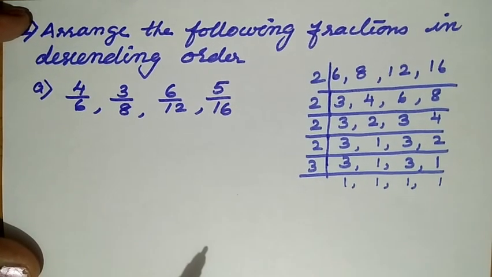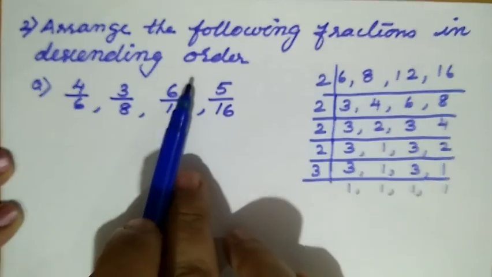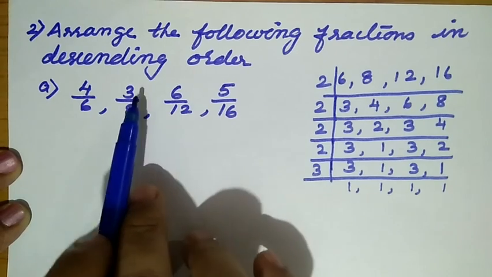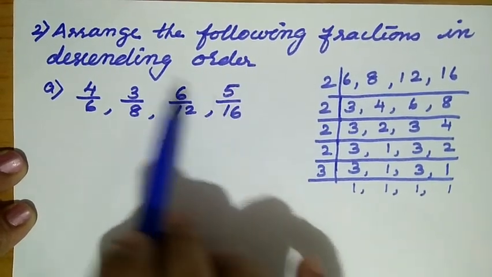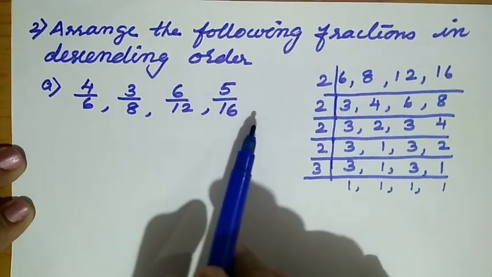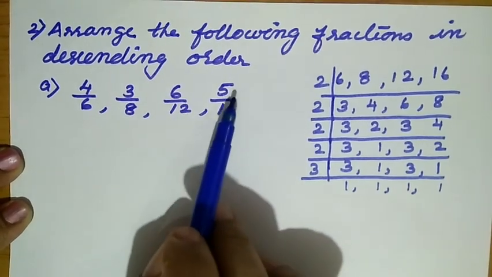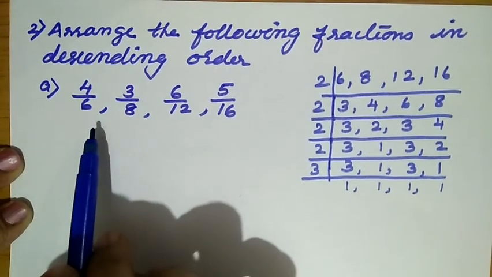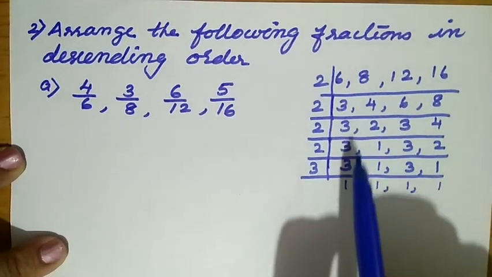Second question. Arrange the following fractions in descending order: 4 by 6, 3 by 8, 6 by 12, 5 by 16. The question asks for descending order, that means greatest to smallest. All the denominators are different. So what is the first step? We should find the LCM.